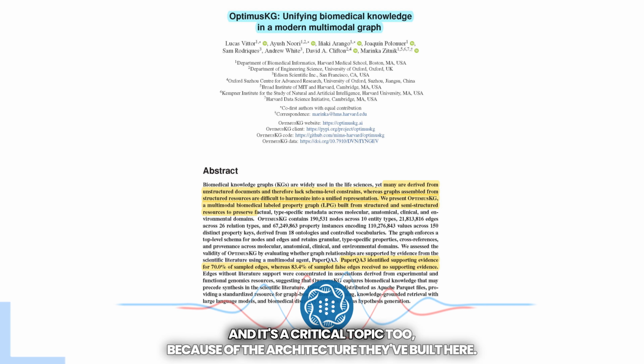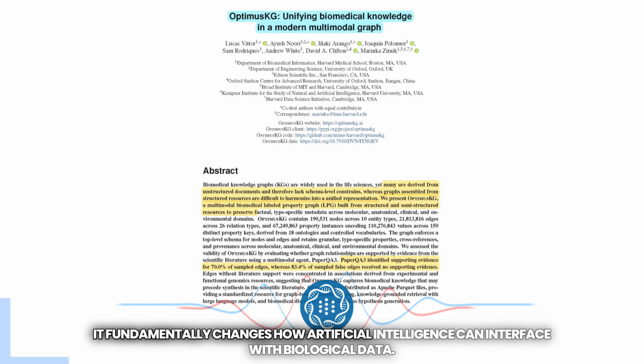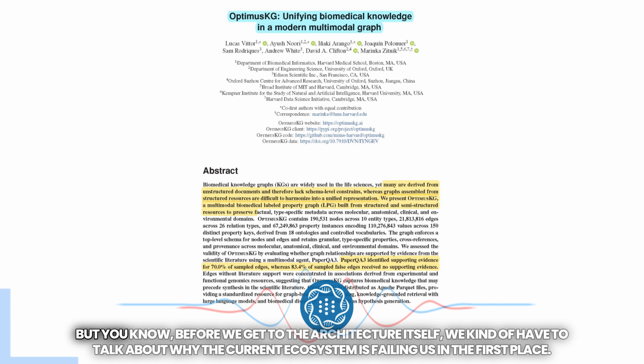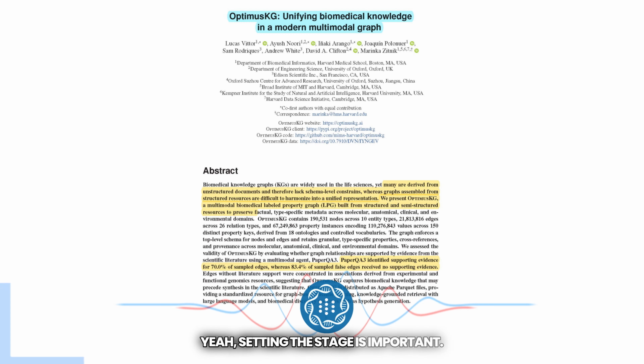And it's a critical topic, too, because the architecture they've built here fundamentally changes how artificial intelligence can interface with biological data. Oh, absolutely. It basically bridges the gap between what we theoretically know and what we can actually use in practice. But before we get to the architecture itself, we have to talk about why the current ecosystem is failing us in the first place. Yeah, setting the stage is important.